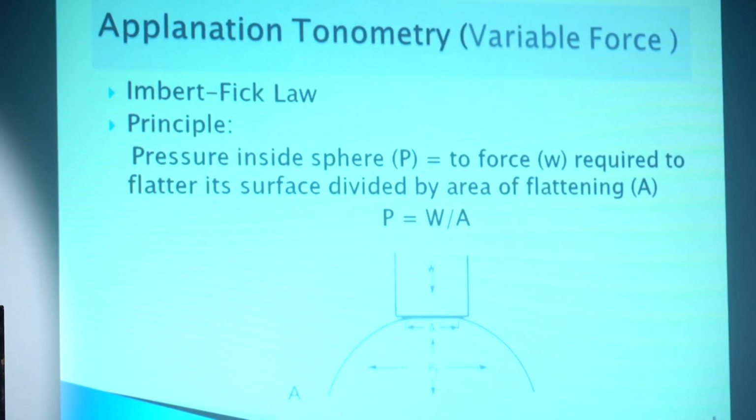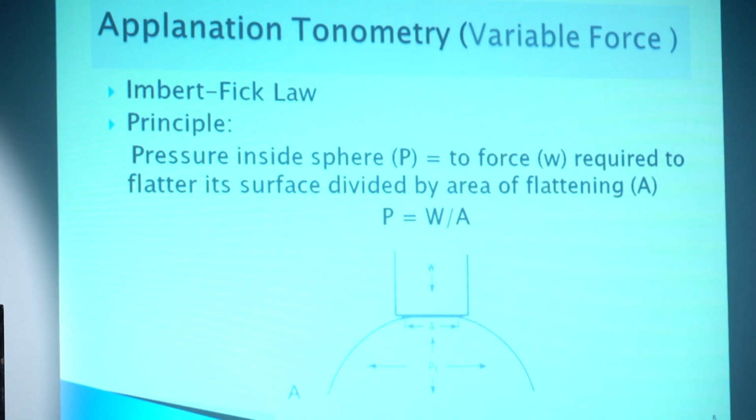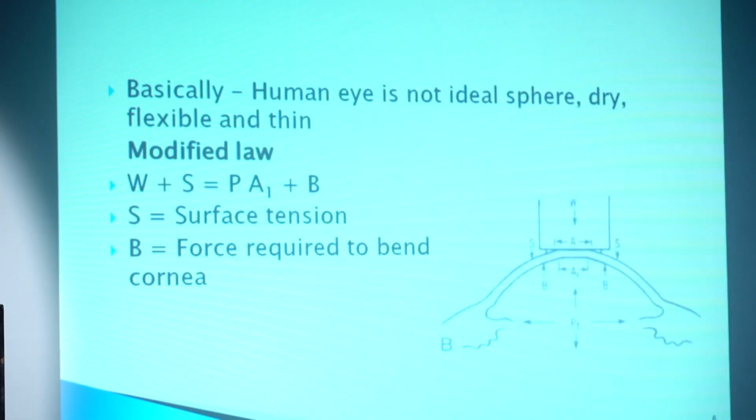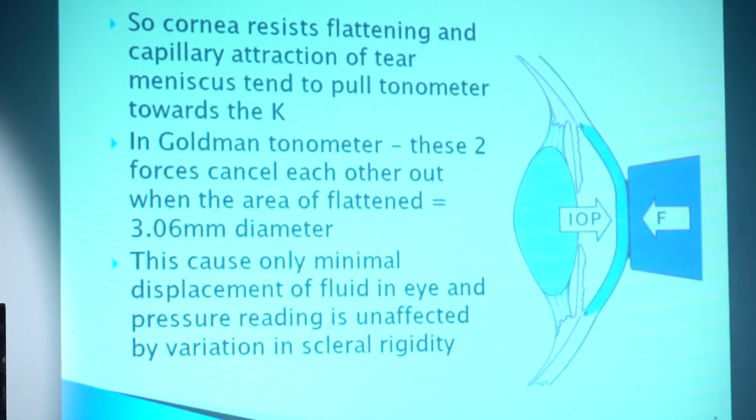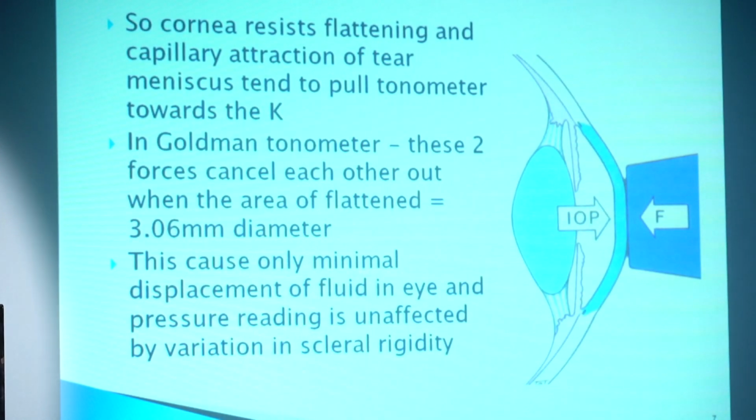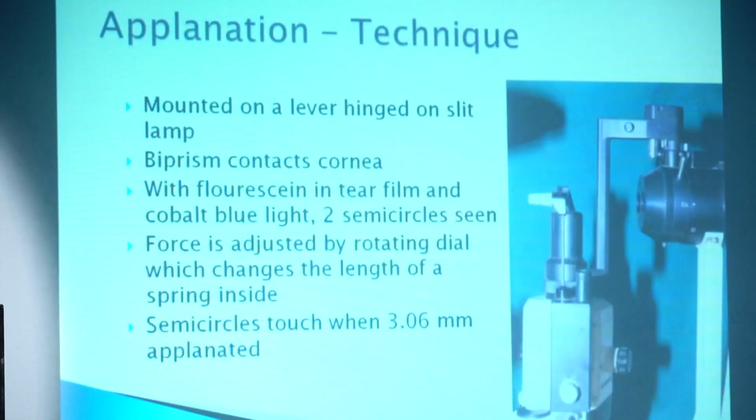The principle is that pressure inside the sphere is equal to the force required to flatten its surface divided by the area of the flattening. But the human eye is not the ideal sphere; it is not dry, flexible or thin. So to modify the rule, W plus A is equal to PA plus B. The cornea resists flattening, and the capillary attraction of the tear meniscus tends to pull the tonometer towards the cornea. In the Goldmann tonometer, these two forces cancel each other out when the area of flattening is equal to 3.06 millimeters in diameter, and this causes minimal displacement of the fluid in the eye.